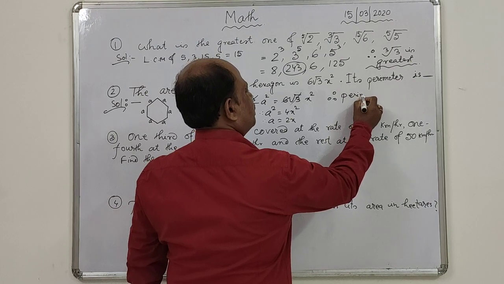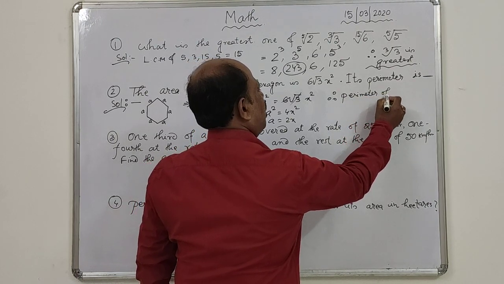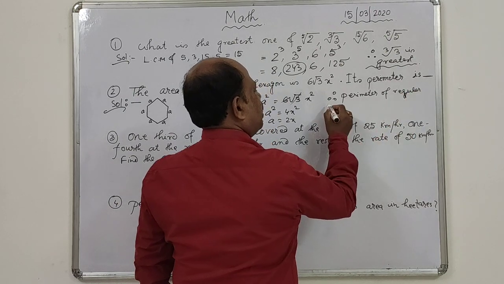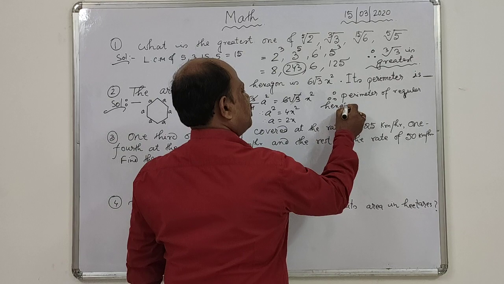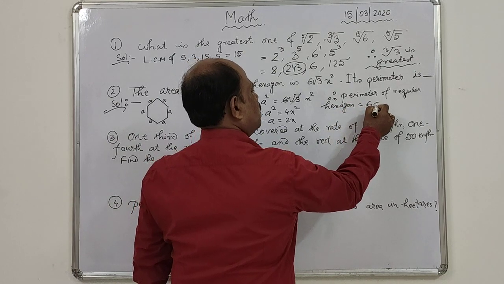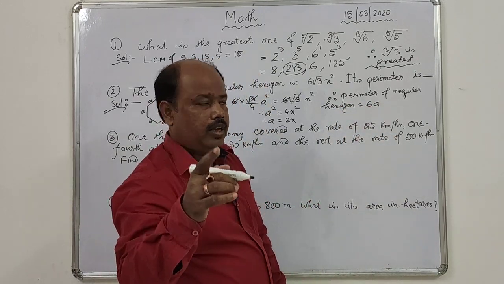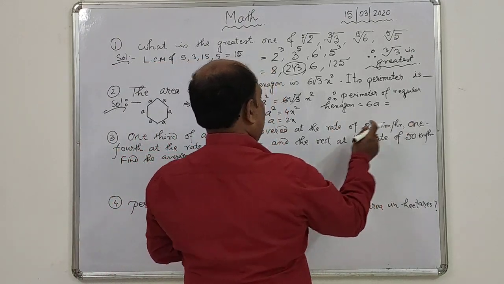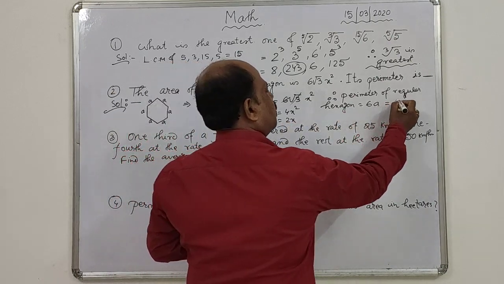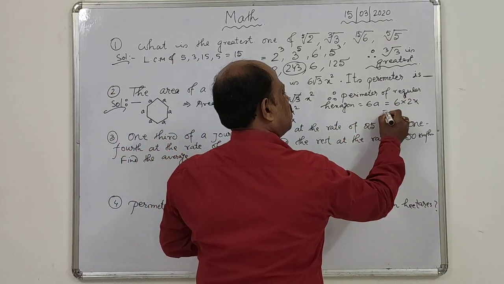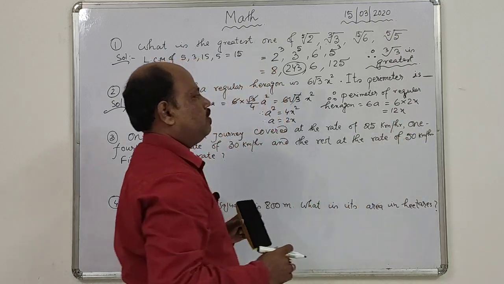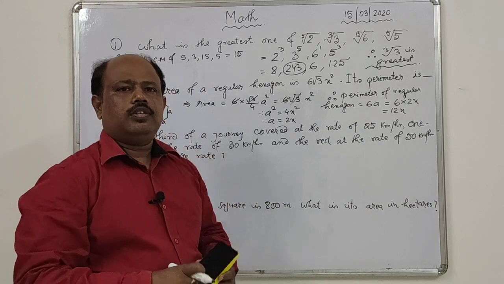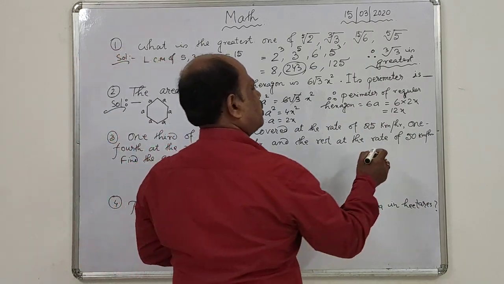Therefore, perimeter of regular hexagon equal to 6a, that is 6 into side, and you know the value of a is 2x, therefore 6 into 2x equal to 12x. That is the perimeter of the regular hexagon. The answer is 12x. This is the answer, 12x.